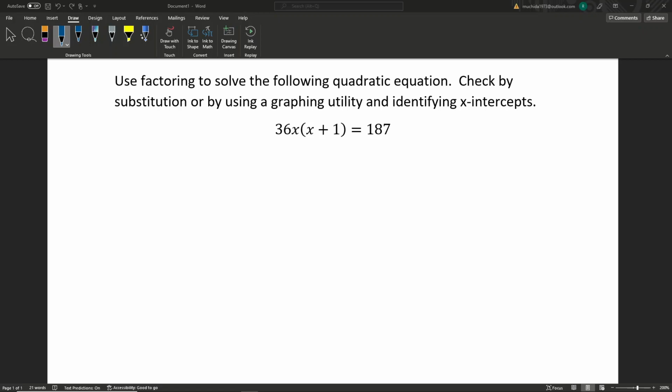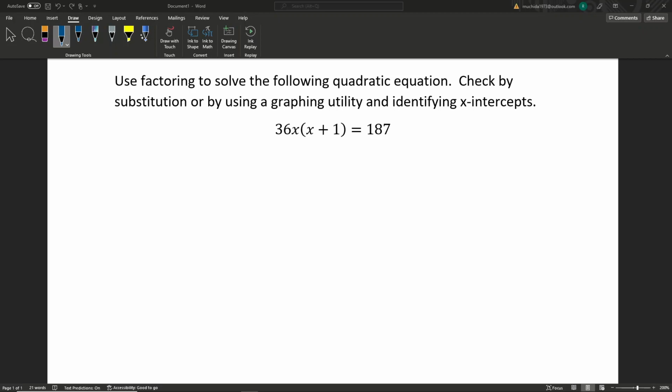Hi all, I was asked to do an example of this type of problem where you're to use factoring to solve the following quadratic equation. Now you're to check by substitution by using a graphing utility and identify x-intercepts. That's just verifying the solution, but to actually find the solution is what we'll go through.